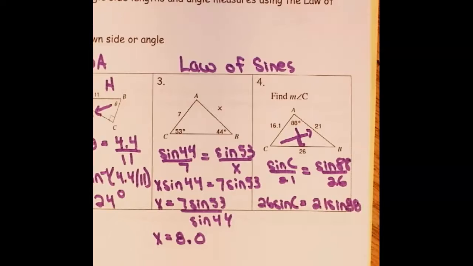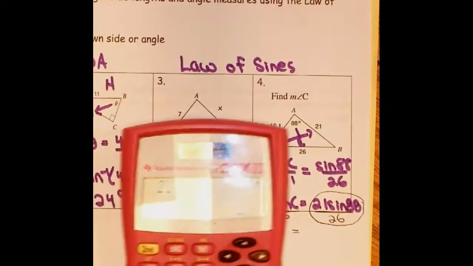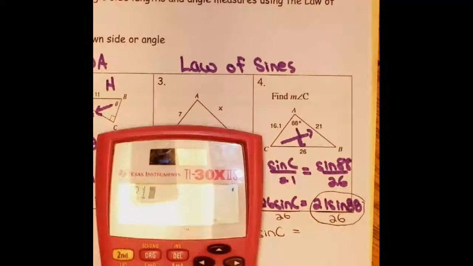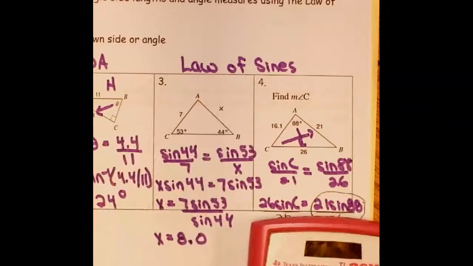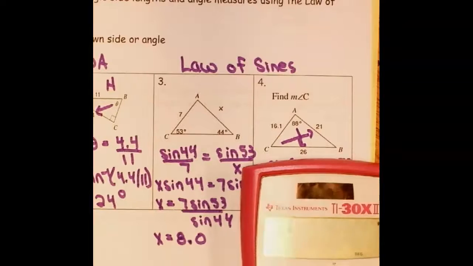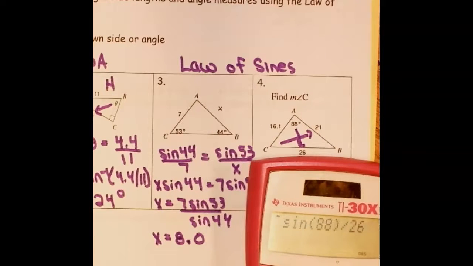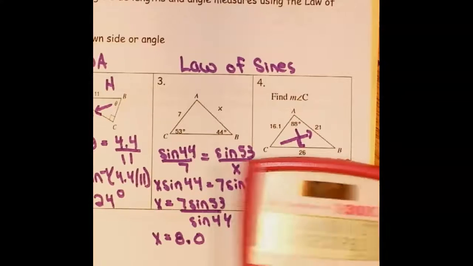I'm going to switch to my pen because I'm running out of room. I need to get the sine of C by itself, so I'm going to divide by 26. And I'm typing all of that into my calculator. Just make sure at the end of that 88 degrees you type in a parenthesis. I've got a bad glare, but let's see if we can show you here. All right, 21 sine of 88, as I said, close that and then divide by 26. We get 0.8072.